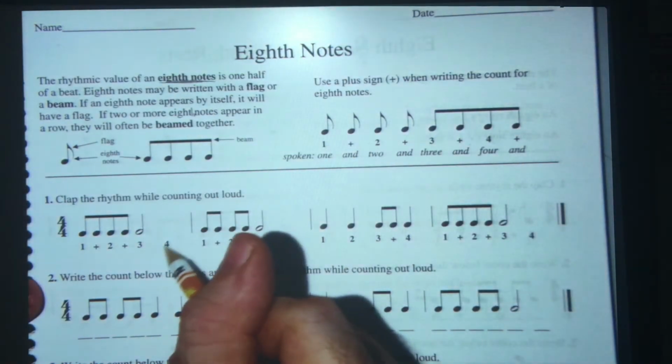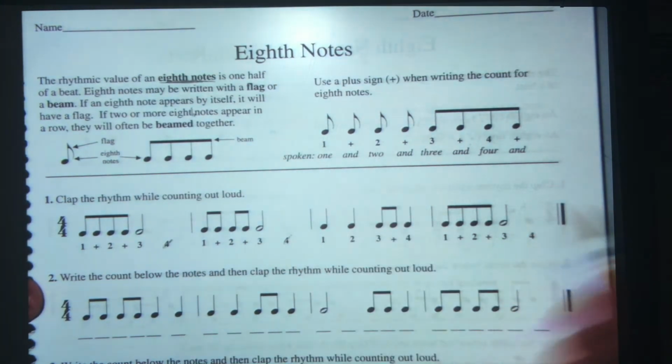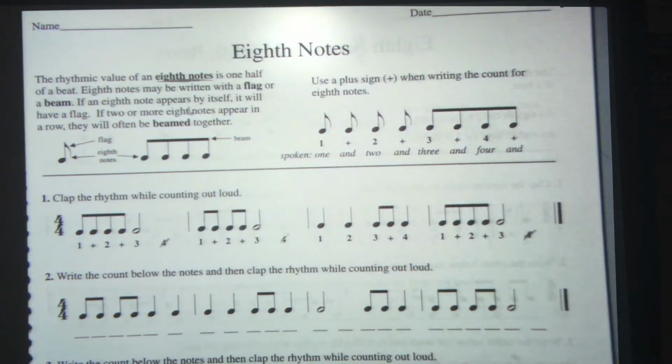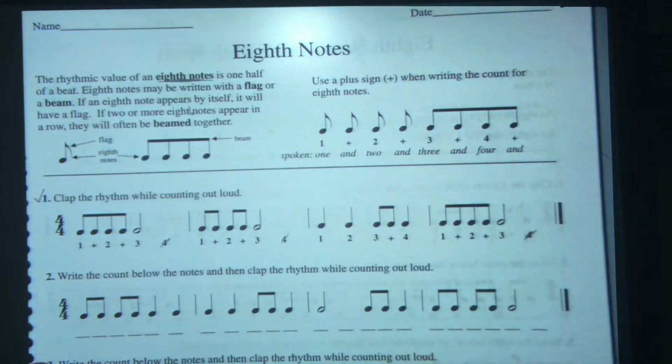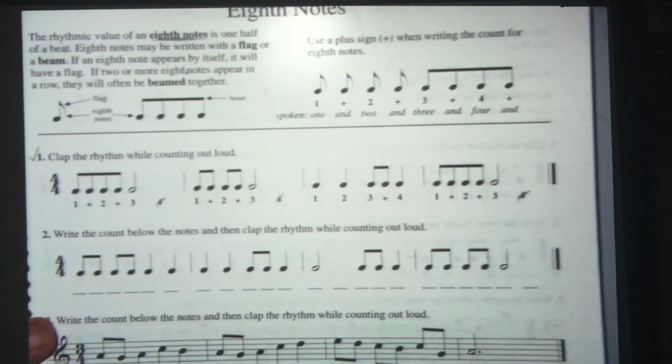And in our book, we wouldn't even need to write these in our white book that we use, because we would know that it would sustain for 2 beats. So you just need to show me where you would articulate or hit something. Put a check here. Number 2, write the count below the notes and then clap the rhythm while counting out loud.